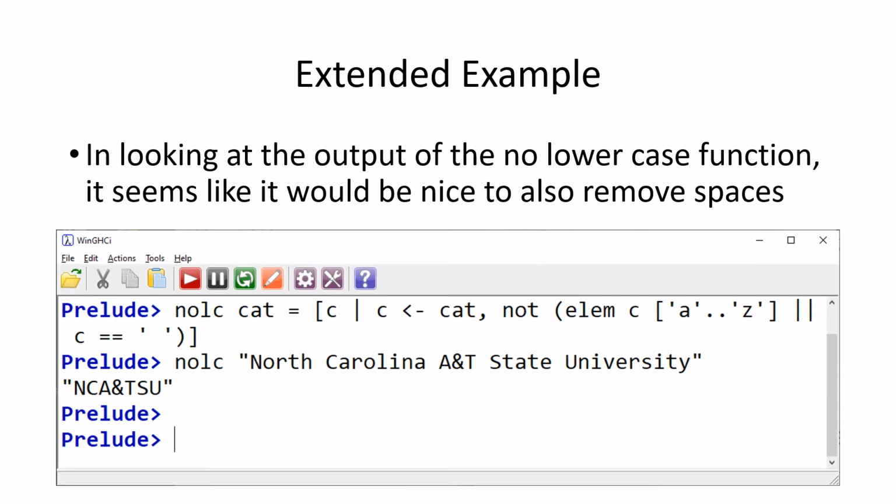But what if we wanted to take out those spaces? It might be nice to be able to remove the spaces too. So I've extended the function here, same as before, for all the characters in the list cat, if they're not in the list A through Z, or they are not a space. And there it goes. You can see I can put it out big, and it takes out the spaces and just gives me the abbreviation.